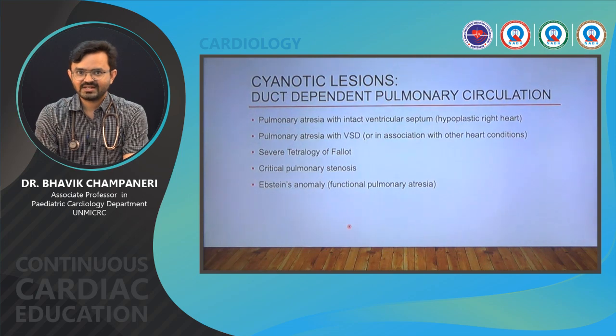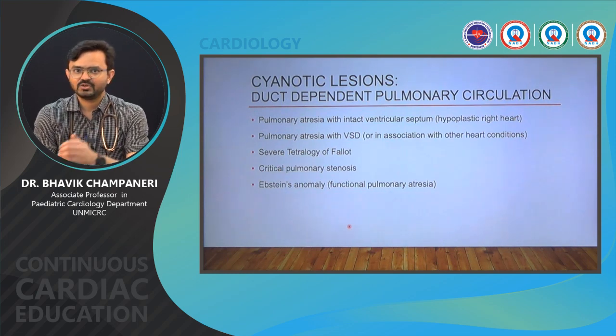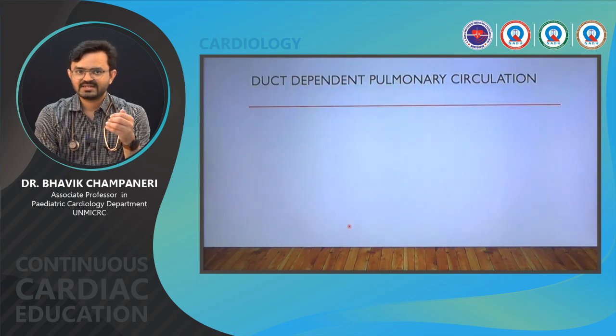These are the cyanotic lesions, among which the most critical is the duct dependent pulmonary circulation. The list of duct dependent pulmonary circulation lesions includes pulmonary atresia with intact ventricular septum, pulmonary atresia with VSD, severe form of tetralogy of Fallot, critical pulmonary stenosis, and Ebstein's anomaly of the tricuspid valve, where there can be a functional pulmonary atresia. These are the examples of duct dependent pulmonary circulation.